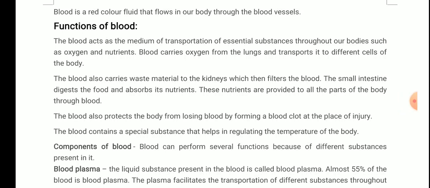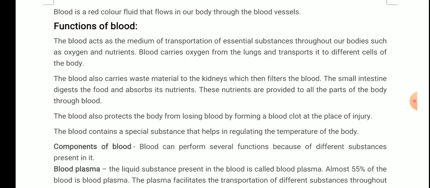Okay. So because the blood vessels are throughout the body, blood is the very important medium of transporting essential substances as well as the harmful, or you can say not useful, substances from the cell to the outside of the body. Okay. So blood is one of the most important components for transport.